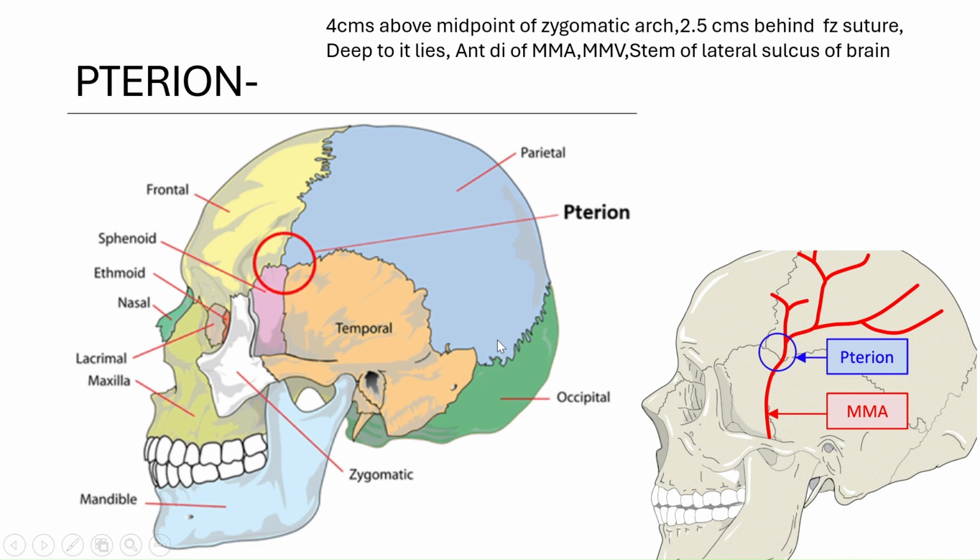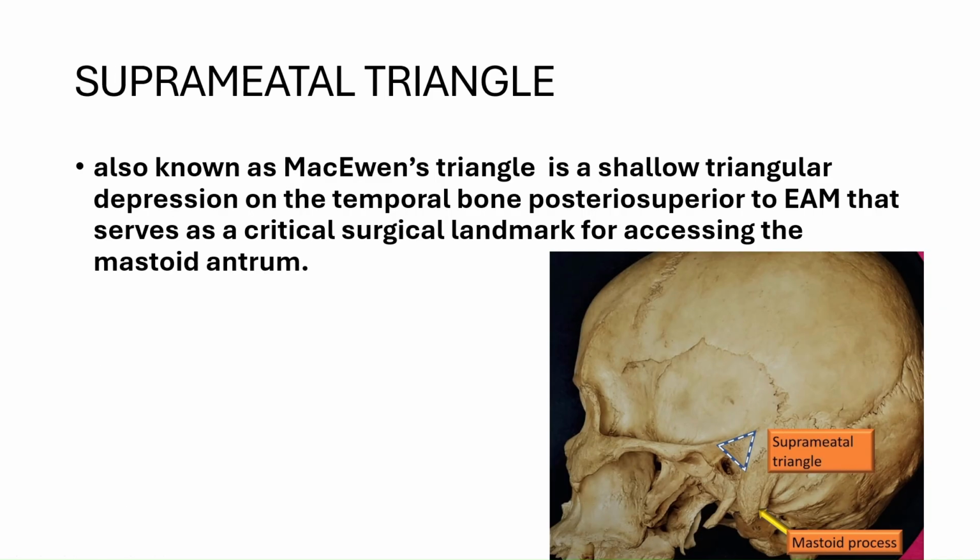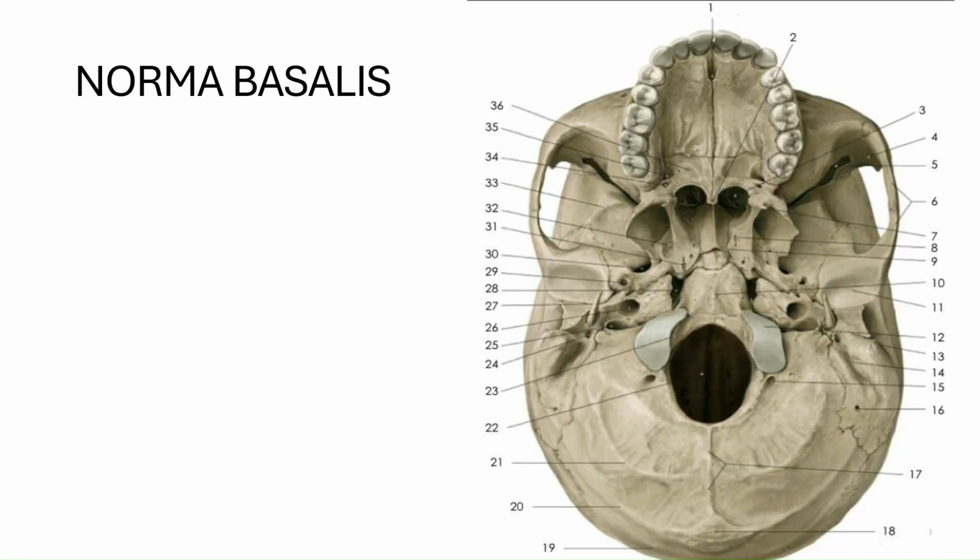So what is the significance of the asterion? Basically, the asterion represents the junction between the transverse and sigmoid venous sinuses, and neurosurgeons take it as the entry point for posterior cranial fossa surgeries. So this can be asked. Here you can see how the anterior division of the middle meningeal artery is passing in relation to the pterion. The suprameatal triangle we discussed earlier.